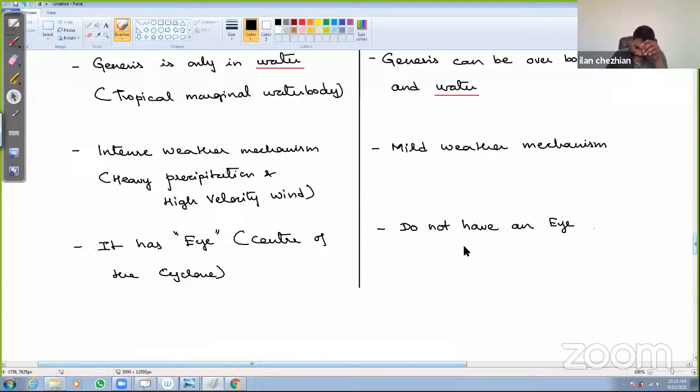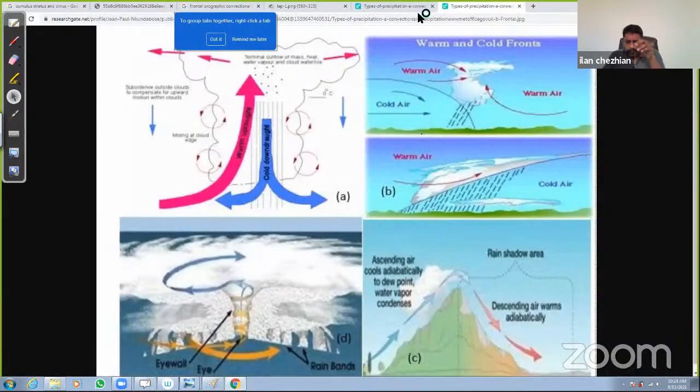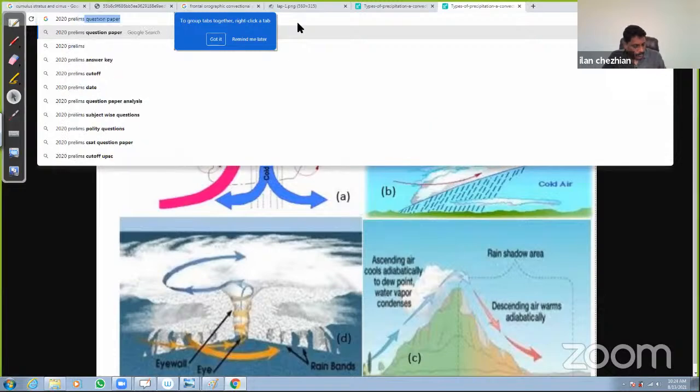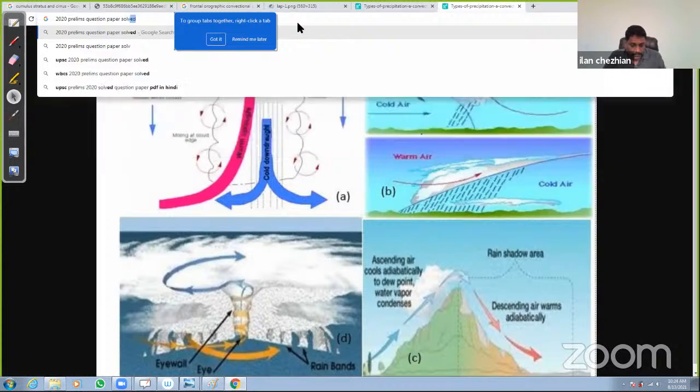My dear friends, in the 2020 prelims question paper solved.